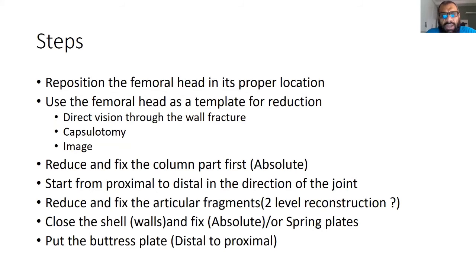So first, you reduce the column, and then you will reduce the wall. You reduce the column and fix it, ideally with absolute stability by intrafragmentary screw or compression plate, and then you go through the wall. If you have the two columns, how do you choose which column to reduce first? The usual rule is to start from proximal to distal, in the direction of the joint.